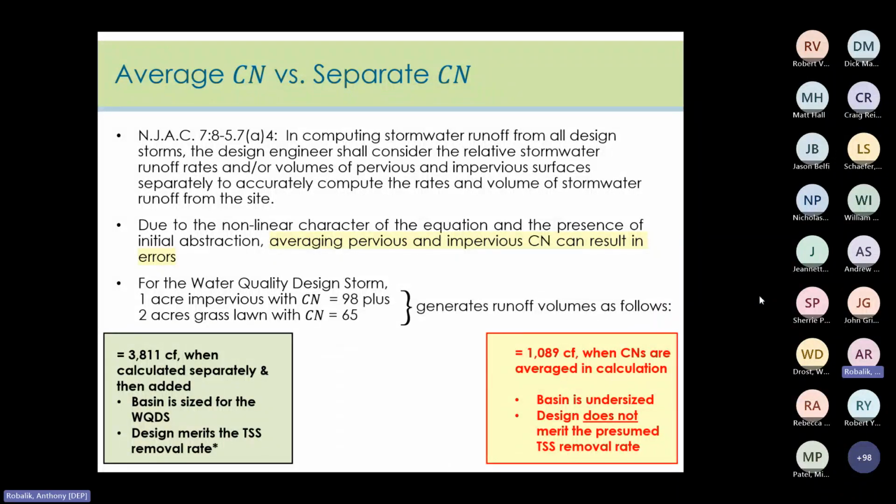For example, if we analyze a site with 1 acre of impervious with a CN of 98 and 2 acres of grass lawn with a CN of 65, for the water quality design storm, using a composite CN for the site would result in roughly 70% less runoff volume than if volumes were calculated separately for pervious and impervious areas. So using a composite CN means the BMP is likely undersized for smaller storms, including the water quality design storm. And when that happens, the BMP does not merit the pre-approved rating for total suspended solids removal.